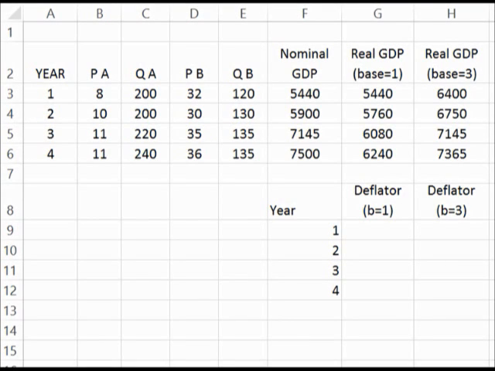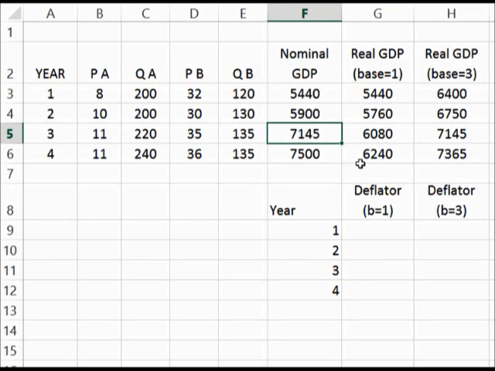And here are your answers. A couple of observations you can make that always have to be true. Your nominal GDP in year 1 is calculated using year 1 prices and year 1 production, and your real GDP is using year 1 quantities and base year prices, and since the base year is year 1, nominal and real GDP are the same. And the same would be true with real GDP using year 3 as your base year.